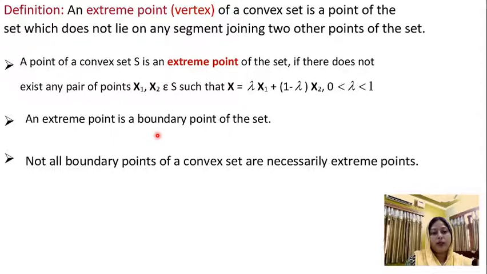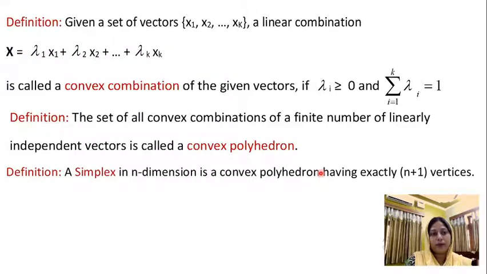An extreme point is a boundary point of the set, not necessarily vice versa. That means not all boundary points of a convex set are necessarily extreme points.